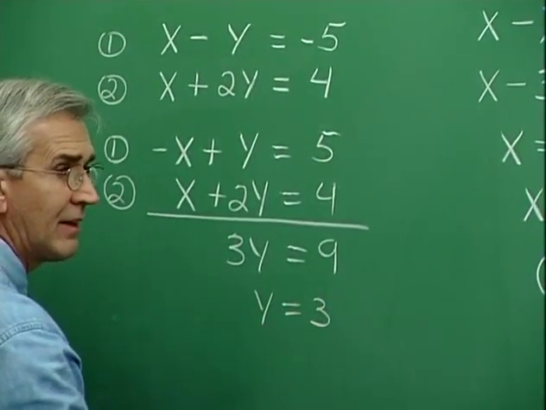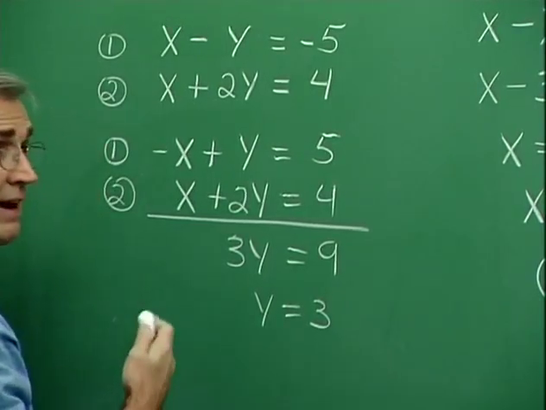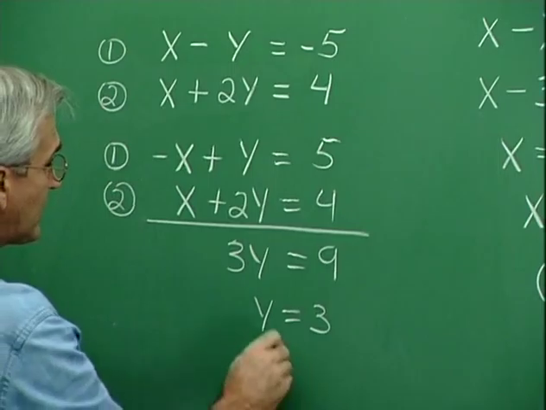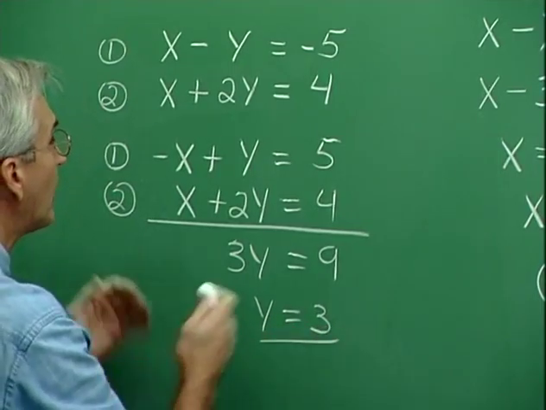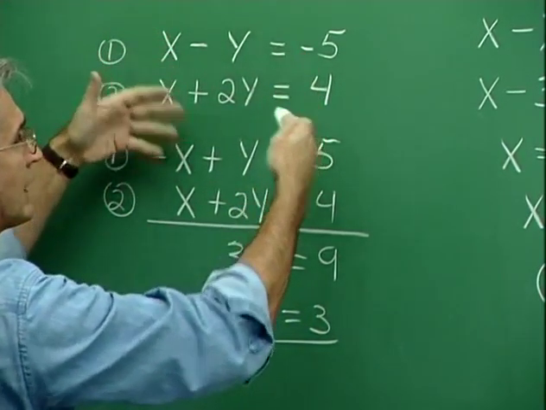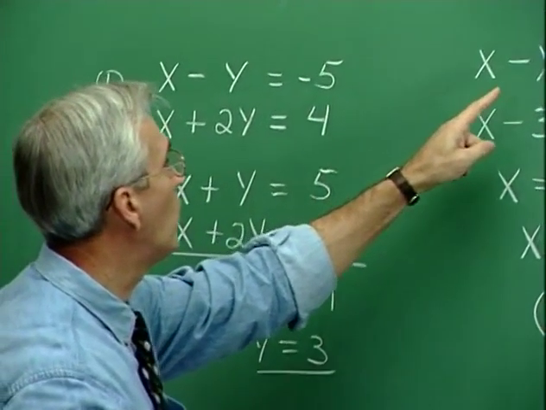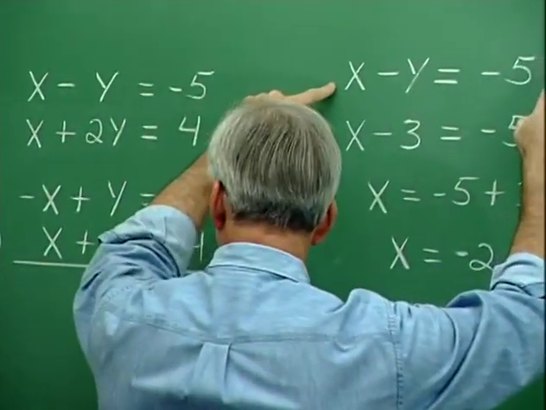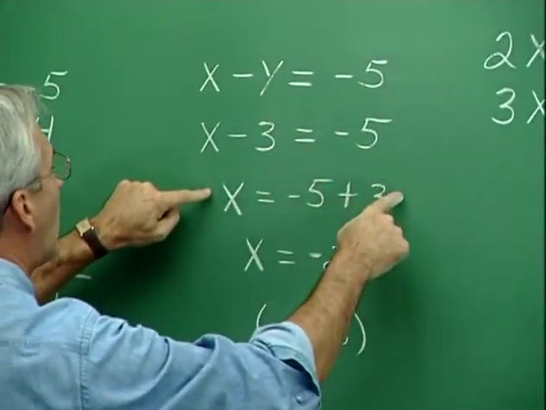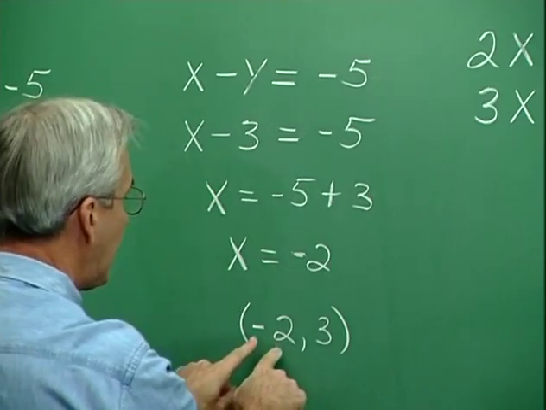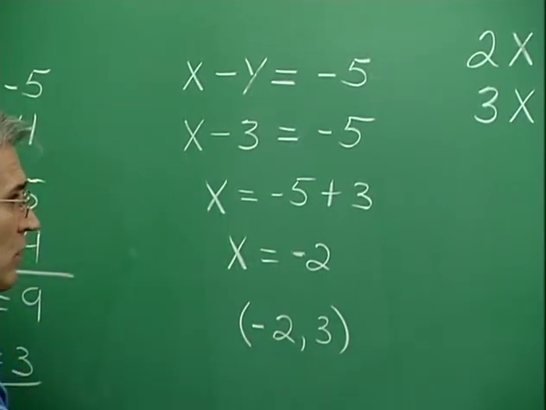Now, once we've identified the value of one variable, we identify the other variable in exactly the same way that we did before. That is, we take this value for y and we put it into one of the original equations and solve for x. Let's do that. I'm using equation 1 here, and I replace y with 3 and solve for x, and I find x to be -2. So the ordered pair -2, 3 solves the system of equations.